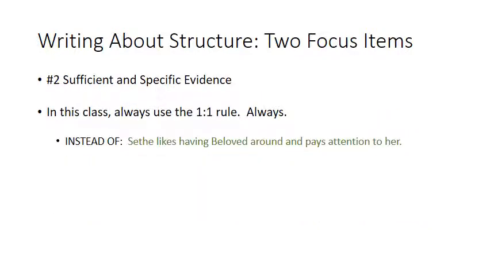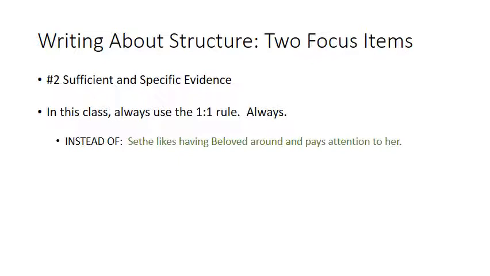All right, second, sufficient and specific evidence. I cannot say this enough. You are always using the one-to-one rule in this class, always, no matter if it's a paragraph, an essay, anytime you're writing, you need to be checking for the one-to-one rule. You will see that when you get more specific about your evidence, your analysis gets better, and I'll try and show you why.